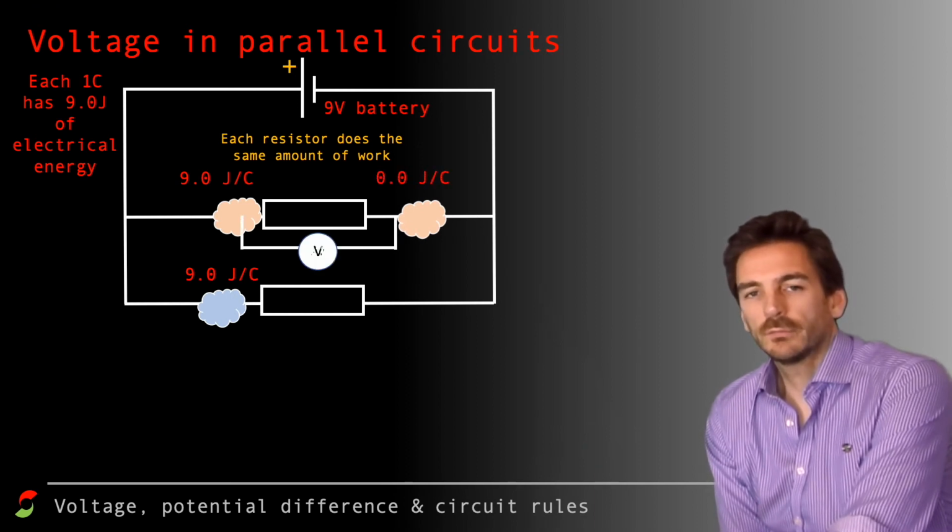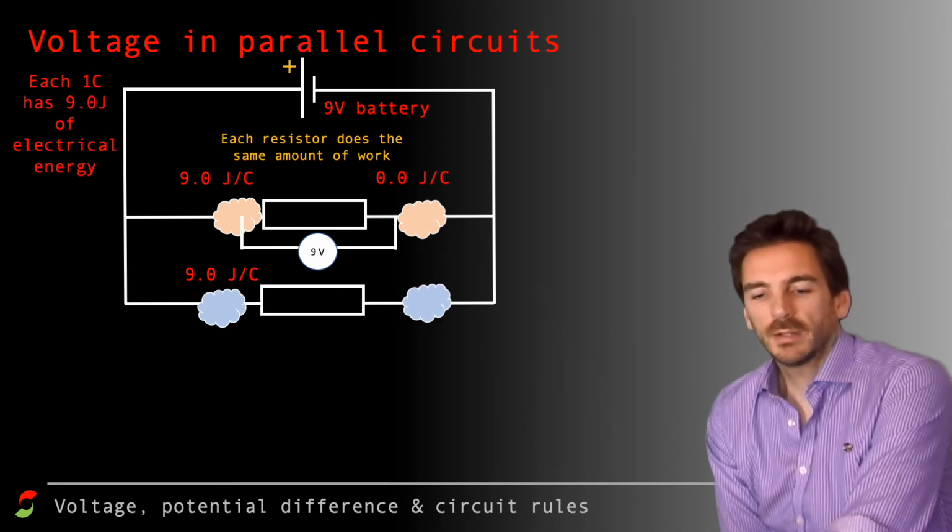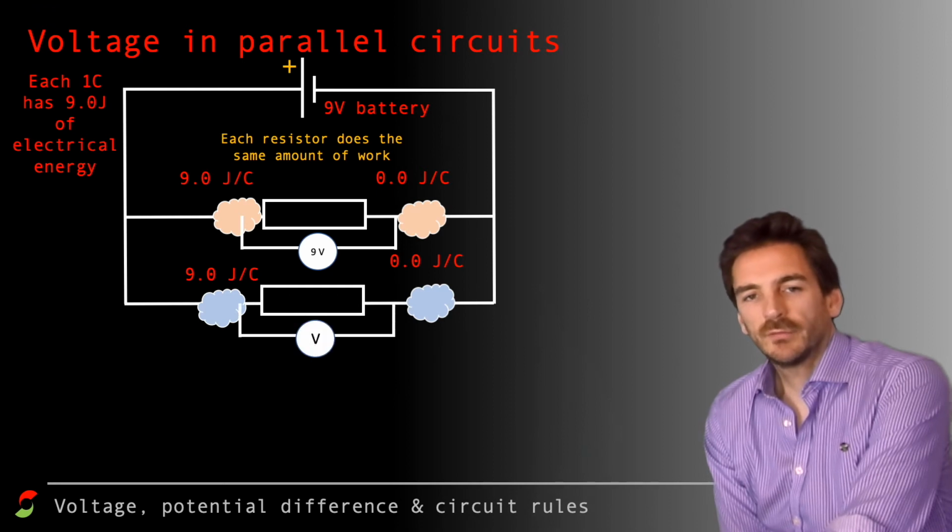And if we look at the potential difference, that means it's 9 volts. And for the next one, when it goes through there, that's also going to be 9 volts. The potential difference there is also 9 volts.